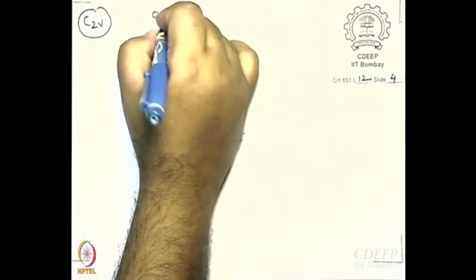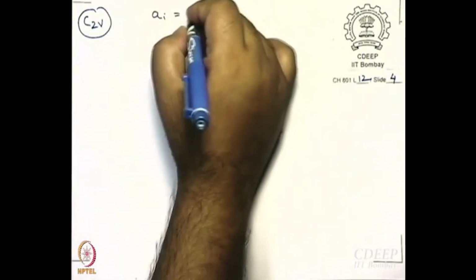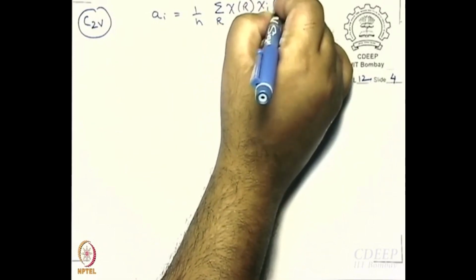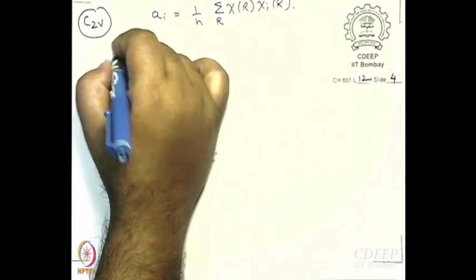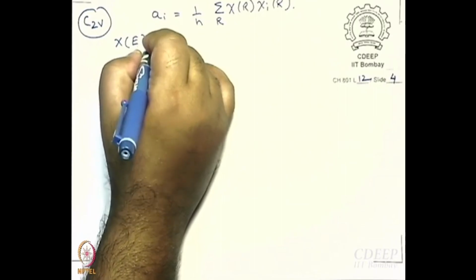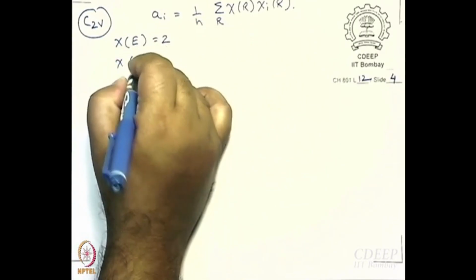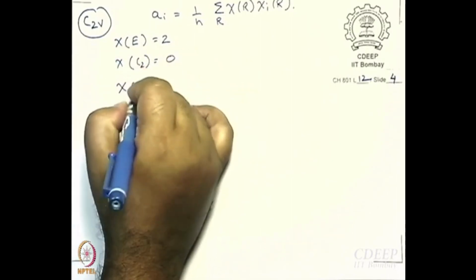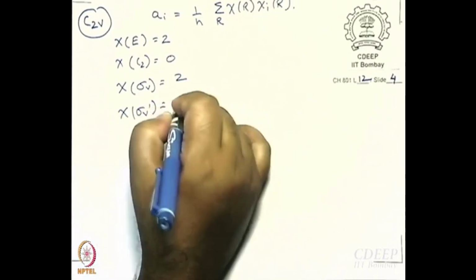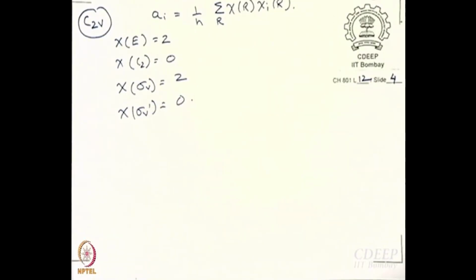Okay. Do we have the character table with us? So what you do is, please let me write the relationship first. a_i equal to 1 by h, sum over R, chi of R, chi_i of R. And let me also write down what was chi E in our reducible representation. What was chi of E? 2. What was chi of C2? 0. Chi of sigma V? 2. Chi of sigma V dashed? 0. Right? Now I will show you the character table.